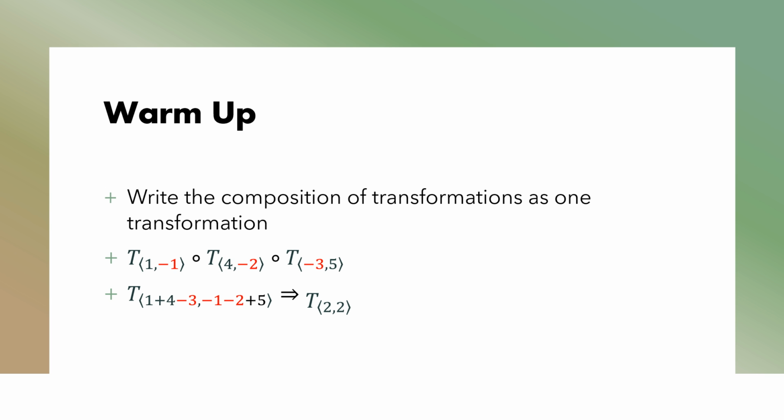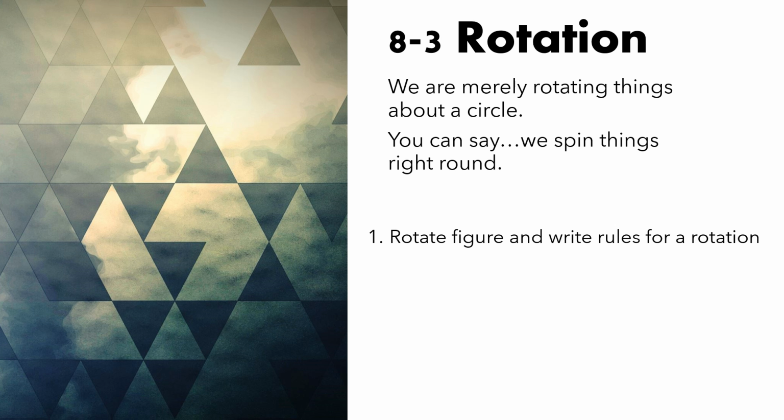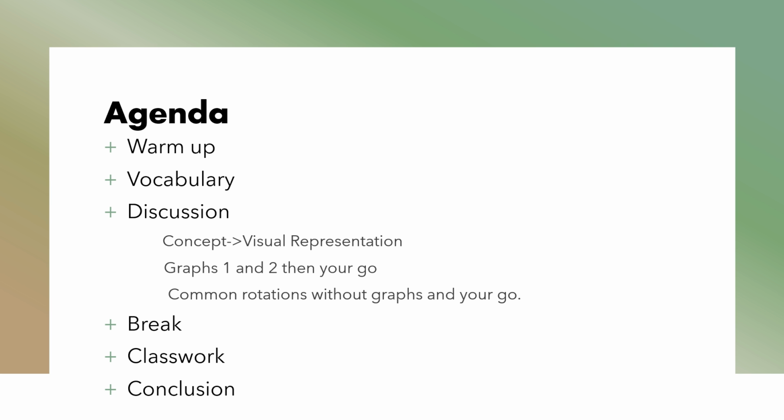Okay. Now, if we're looking at it this way, what else we can say is a simple transformation. Anyways, today we're going to be dealing with rotations. We're going to rotate figures about a point and write rules for that. You can say we spin things right round, just like the old song. Here's what we're doing today. We're going to have a look at the vocabulary, and then a discussion.